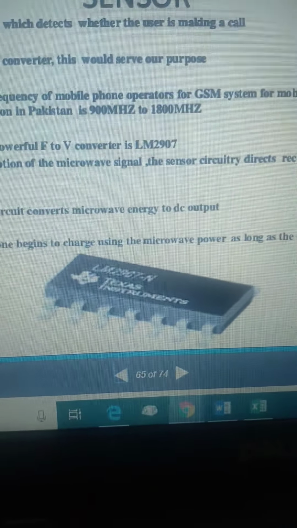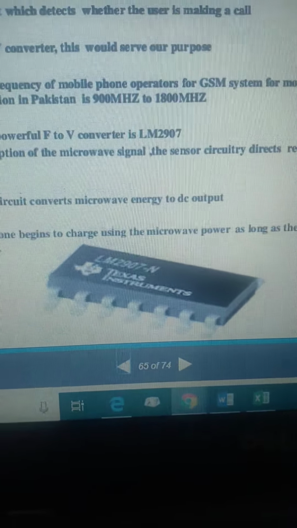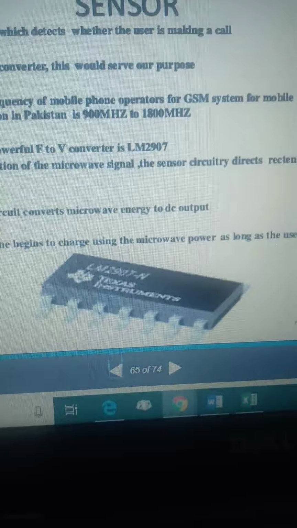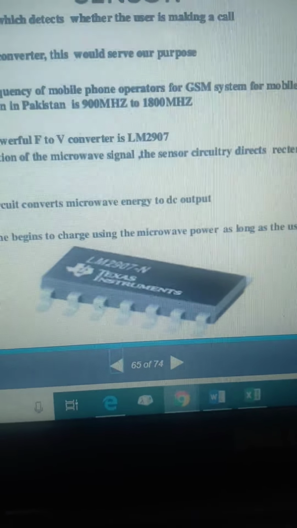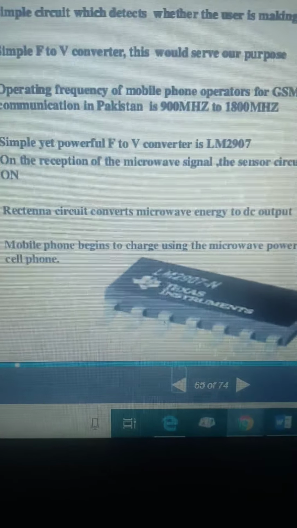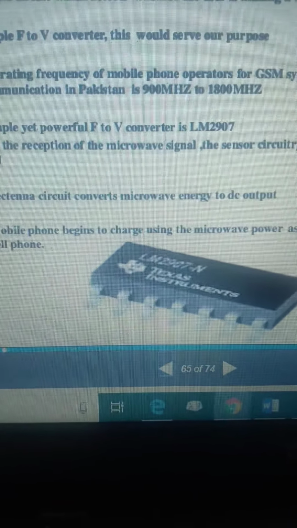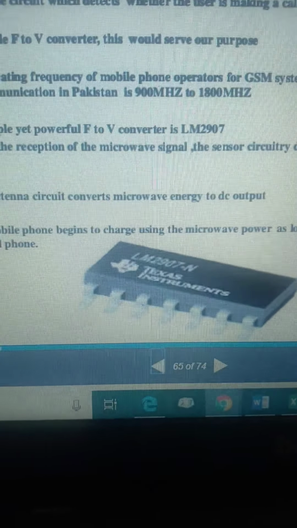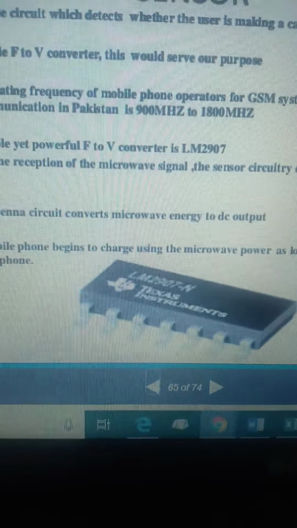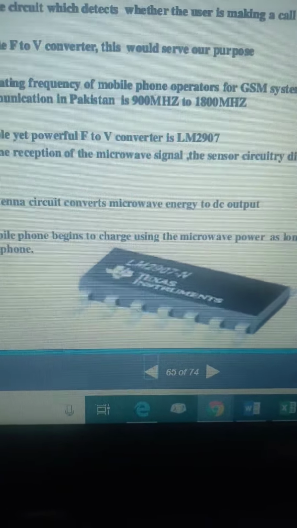On the reception of the microwave signal, the sensor directs the rectenna circuit to turn on, and the rectenna circuit converts the microwave energy to DC output. The IC is operated in the operating frequency of mobile phone operators for the GSM system for mobile communication, which is 900 megahertz to 1800 megahertz.